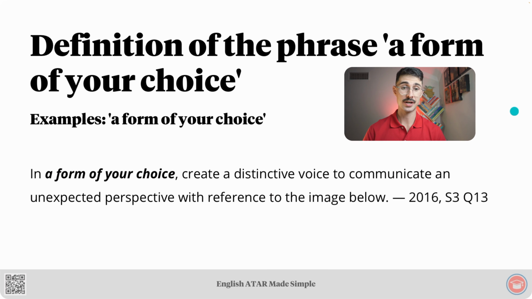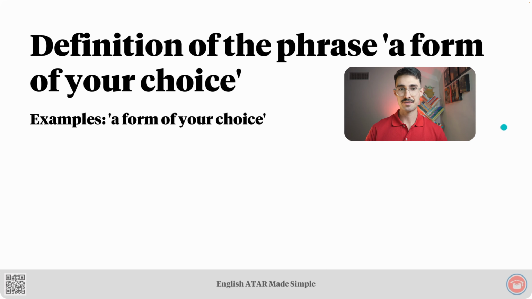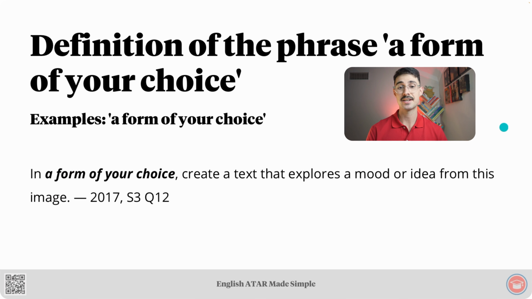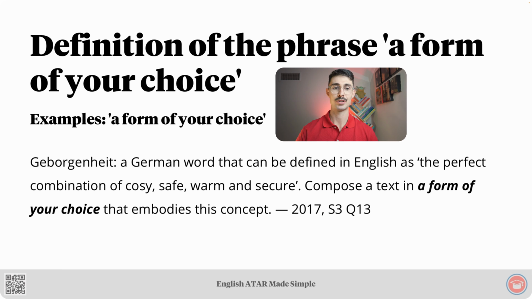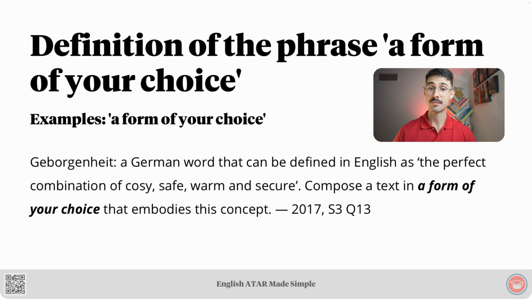Here are some examples of this phrase from past WACE exam questions. In a form of your choice, create a distinctive voice to communicate an unexpected perspective with reference to the image below. In a form of your choice, create a text that explores a mood or idea from this image. Geborgenheit, a German word that can be defined in English as the perfect combination of cozy, safe, warm, and secure. Compose a text in a form of your choice that embodies this concept.